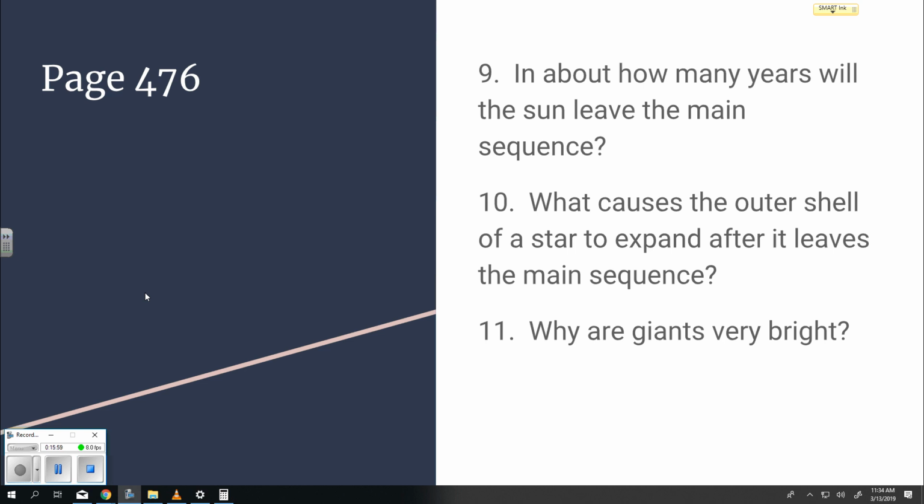Supergiants are easy to find in the night sky because they are so bright. However, their surfaces are cool compared to the surface of other stars.